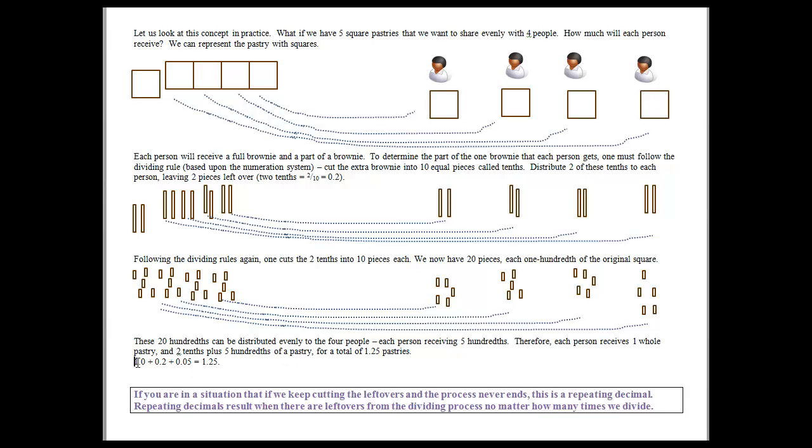Remember, each person got 1 whole, so that's 1, right? 1.0 is 1. And then each person got 2/10, right? Because we took that whole and we broke it up. We divided that by 10, which gave us tenths. So each person then got 2 of those tenths, and that is represented by 0.2. Because 2/10, 2 divided by 10, is going to give you 0.2.